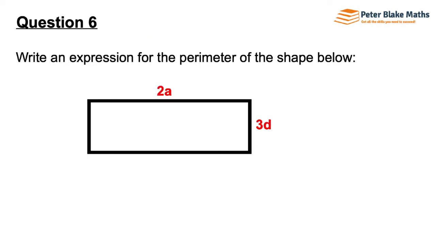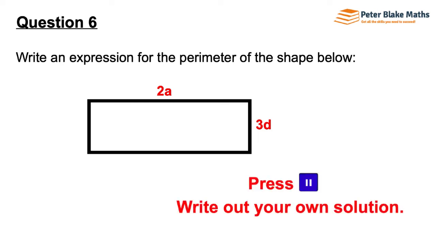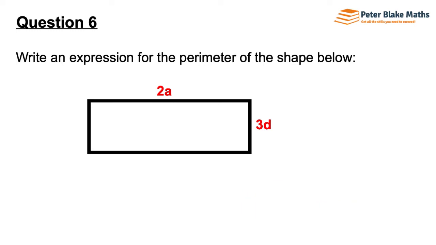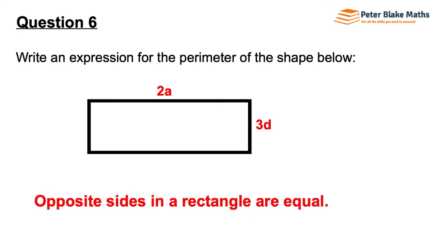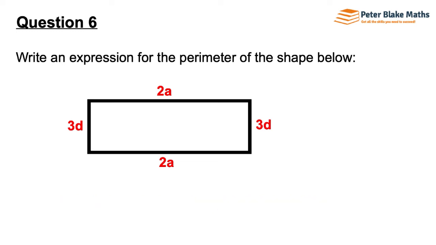Question 6. Write an expression for the perimeter of the shape below. Rectangle here, and we have to remember that opposite sides in a rectangle are equal to each other. So really we've got a 2a on the bottom and a 3d on the left hand side as well, knowing the principles or the characteristics of a rectangle. So that's all the sides there. We have expressions for each of the sides.